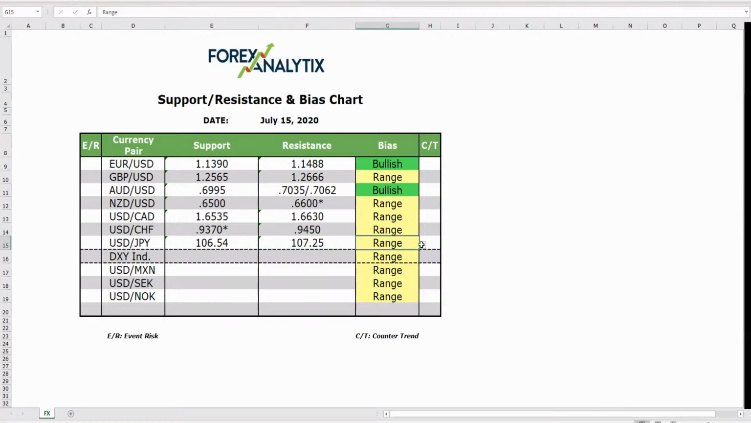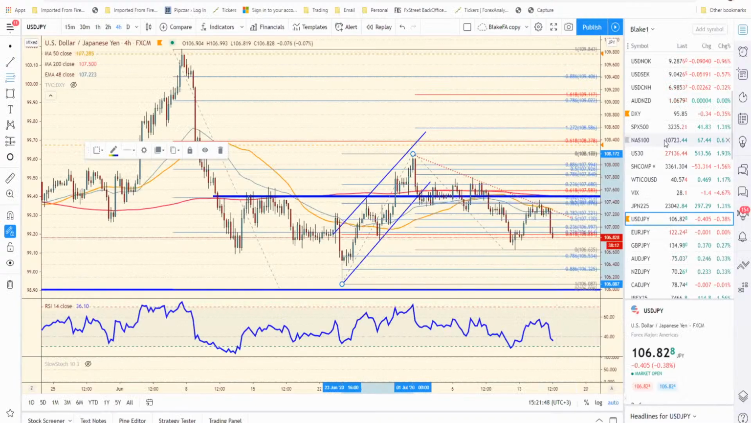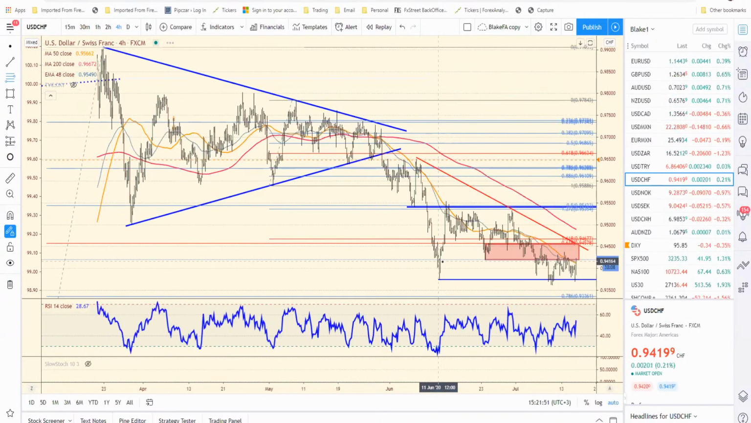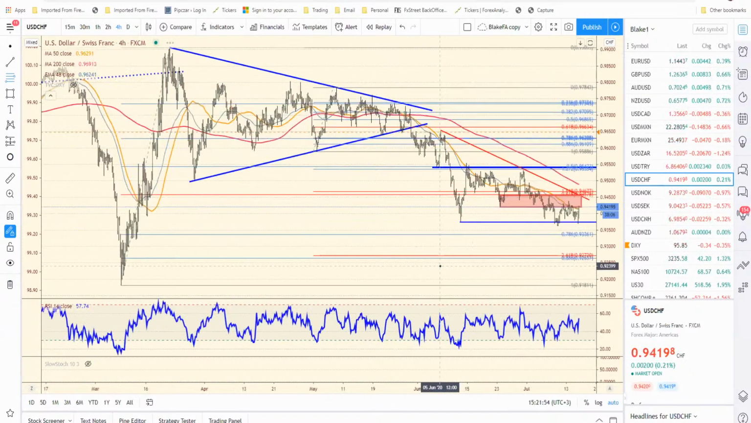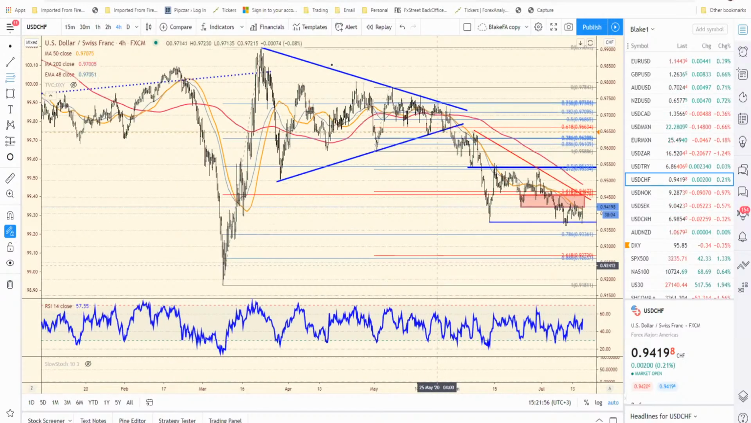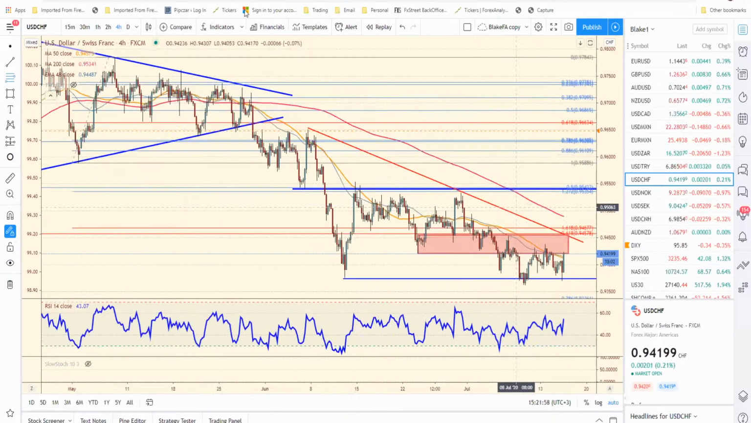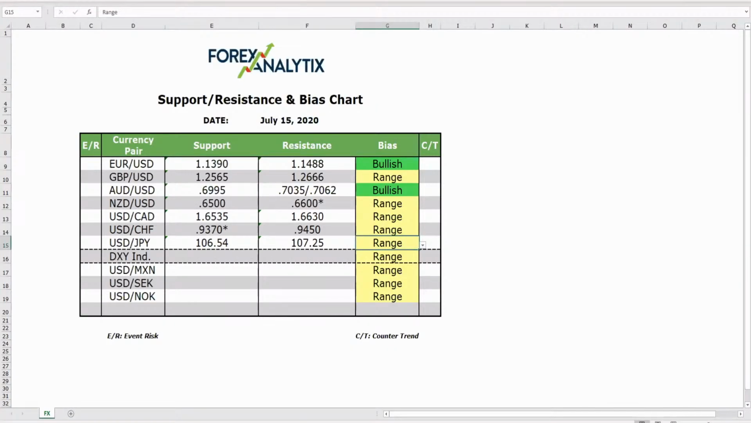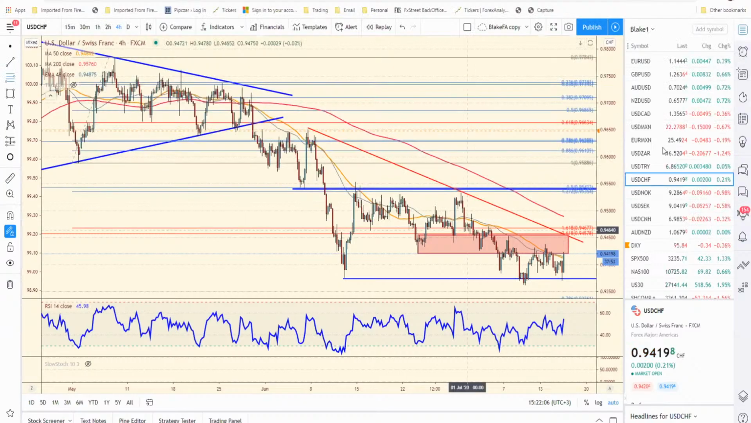This is range. Dollar Swiss is also range. I want to go back really quick, just to make sure on the dollar Swiss. The dollar Swiss is really just more range bound than anything. Let's get that back. Hold on, really quick.